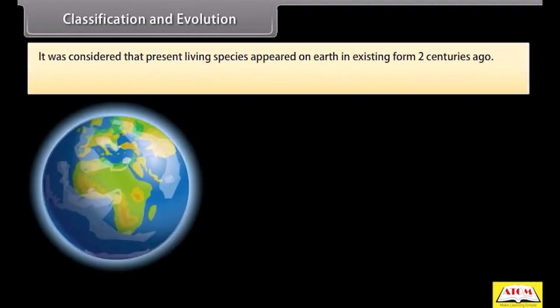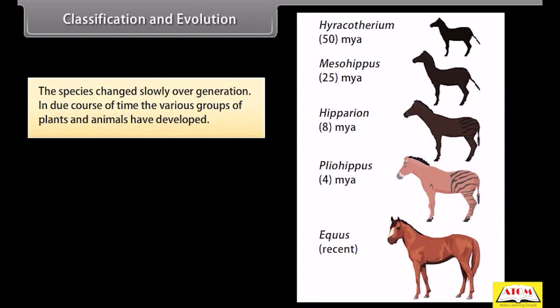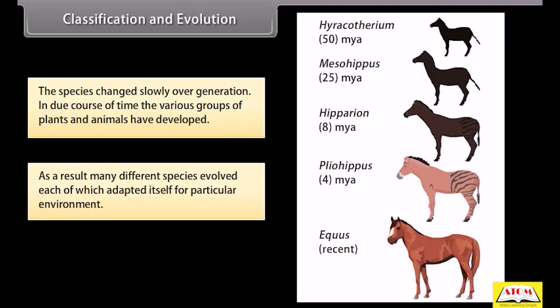Classification and evolution. It was considered that present living species appeared on Earth in the existing form 2 centuries ago. We all know that origin and diversity in species have been explained on the basis of evolution. The species changed slowly over generations. In due course of time, the various groups of plants and animals have developed. As a result, many different species evolved, each of which adapted itself for a particular environment.